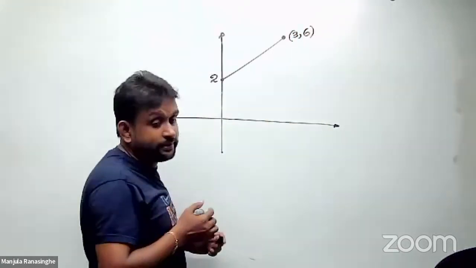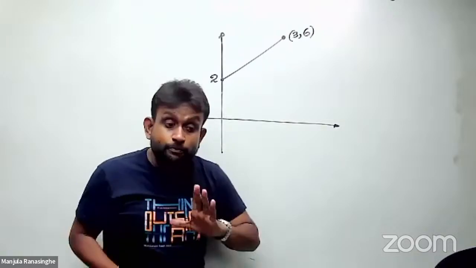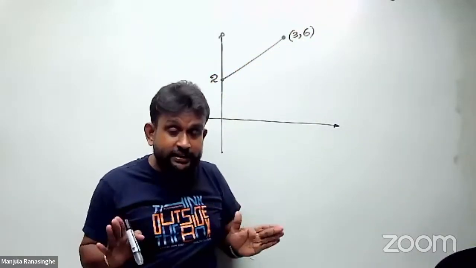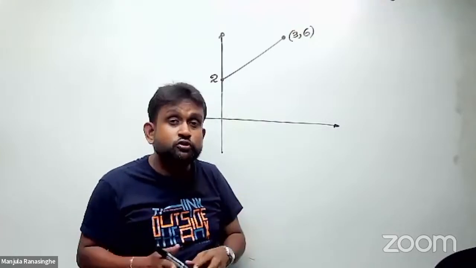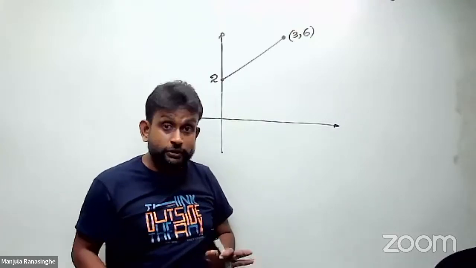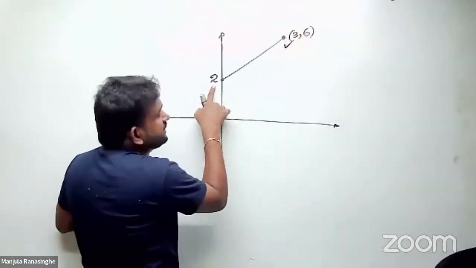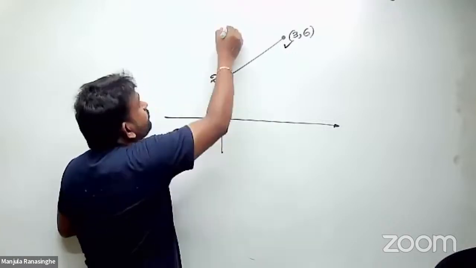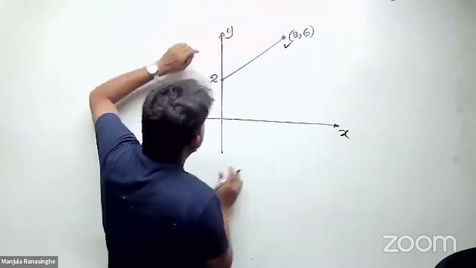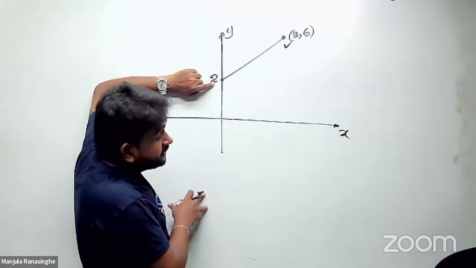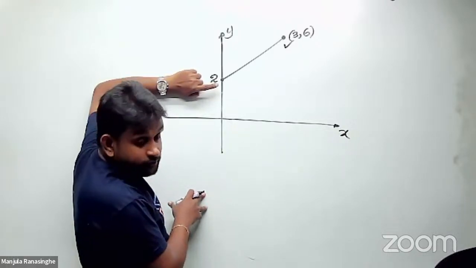So one point is exactly given. I told you that to find the gradient, the inputs are two points, so we should have two points. One point is directly given, but the other is not directly given. That is the y-intercept only, the value of 2.